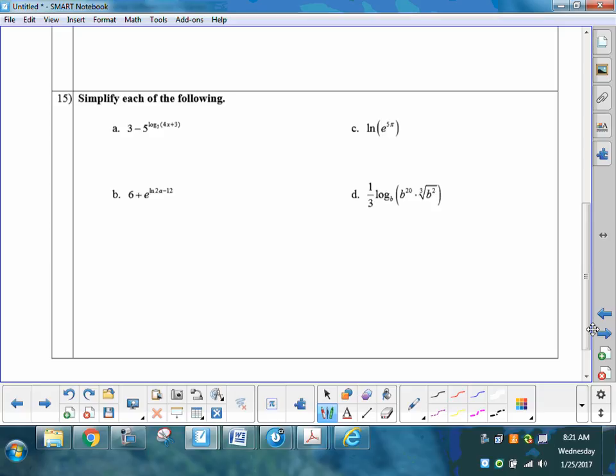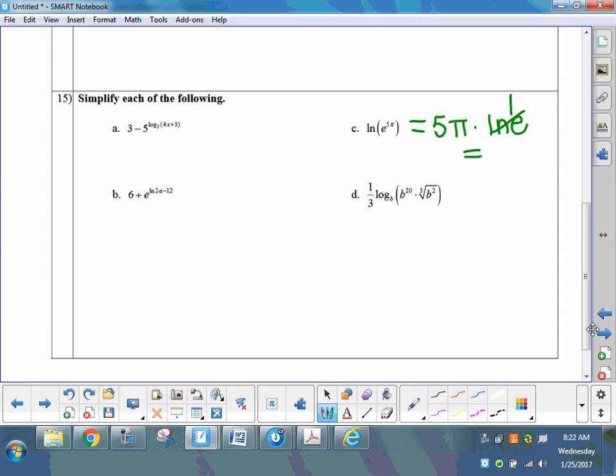Who can tell me what C is going to become? No calculator necessary. You're smarter than that. Apply your log rules. 5 would be equal to 5 pi times the natural log of b, which is e. Put that power down front, so 5 pi times the natural log of e, and what's the value of the natural log of e? 1, so what's 5 pi times 1?